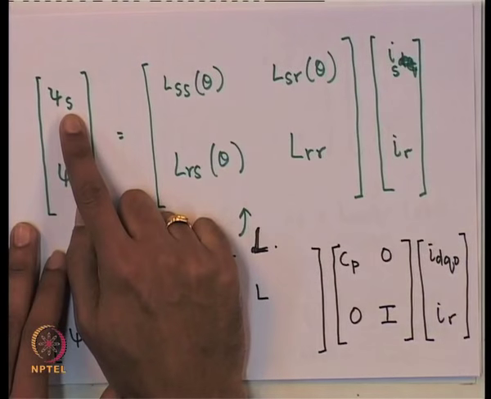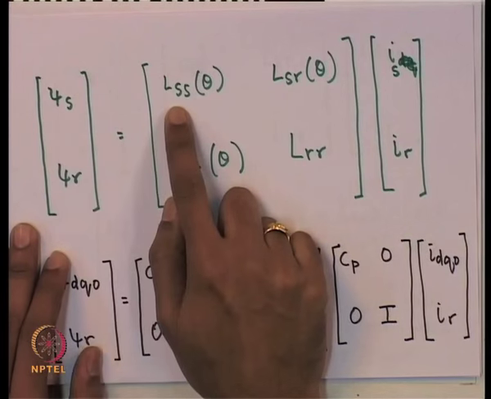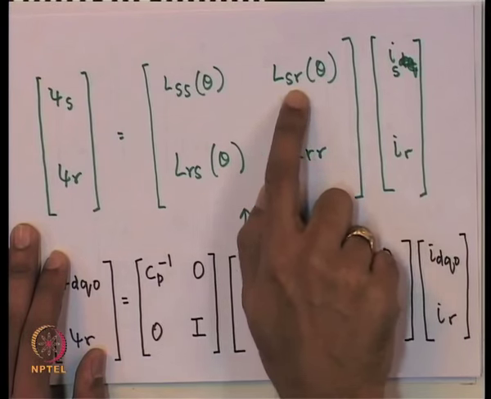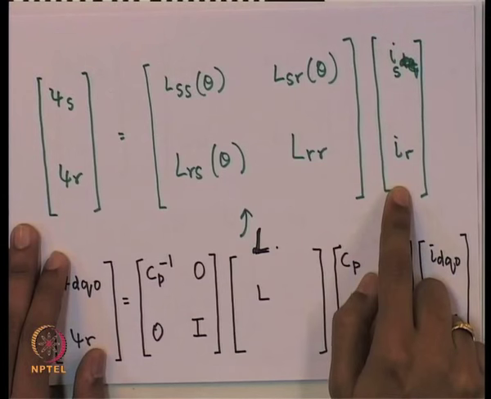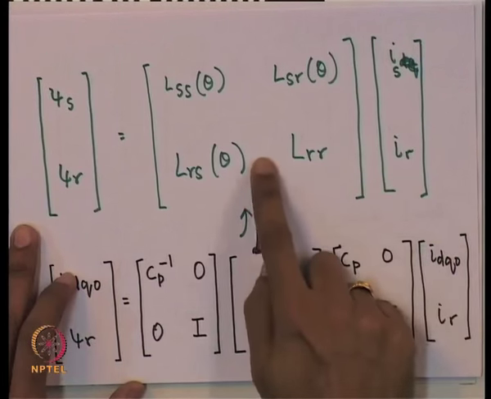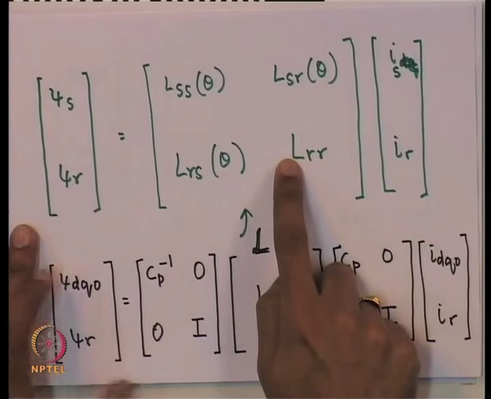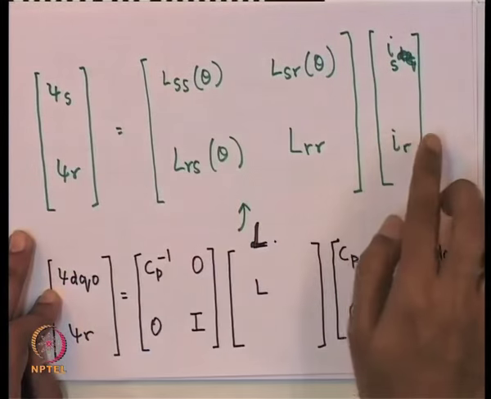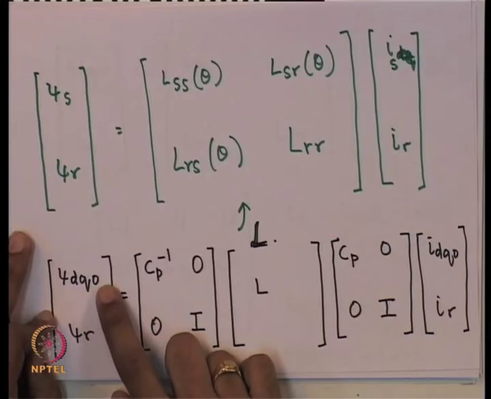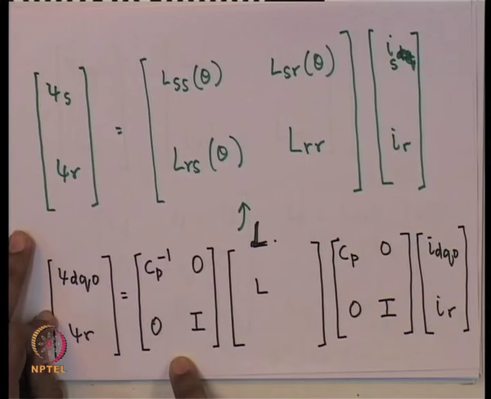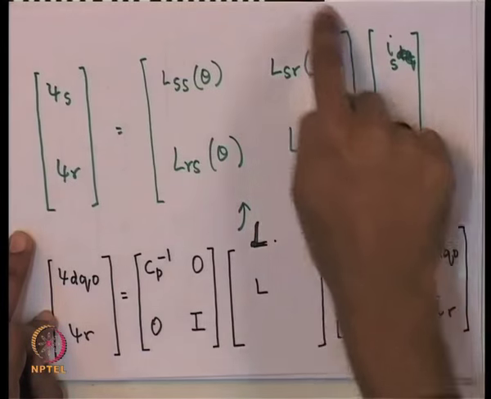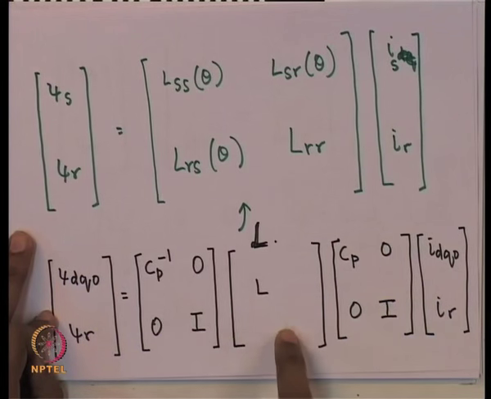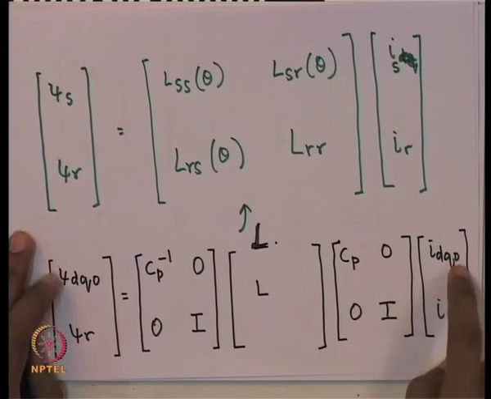Remember that the flux current relationship is psi s equal to LSS of theta into IS plus LSR of theta into IR, and similarly psi r is expressed in this fashion. Now, if I call this the L matrix, it's easy to see that if we reformulate this equation in the new variables, psi dq0 and psi r will be this into L. L is nothing but this matrix. Remember, of course, these are sub matrices. So, this into L into this transformation into I dq0 and I r.